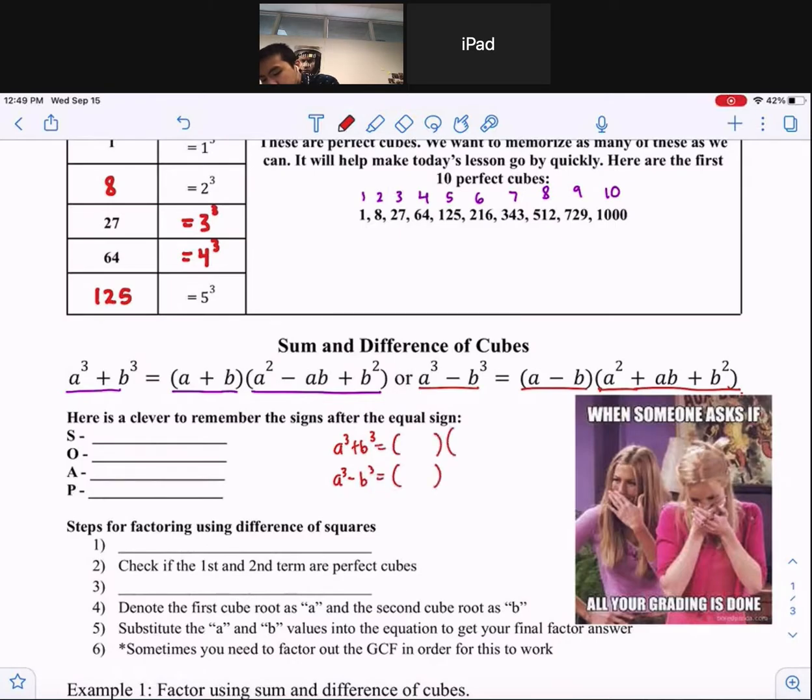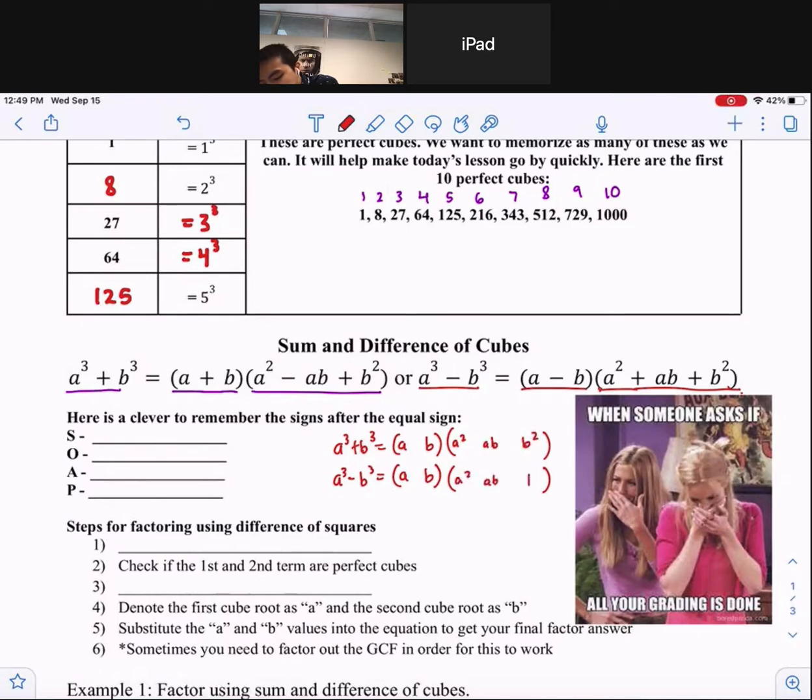For both of them, it's just a and b for the first parenthesis. For both formulas, it's a and b. Now for the other part of the parentheses, it's going to be a squared, ab, b squared for both of them.